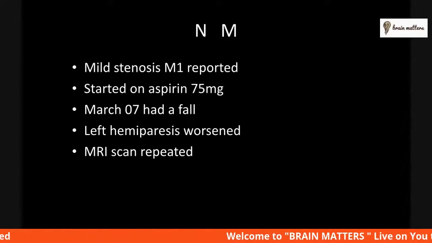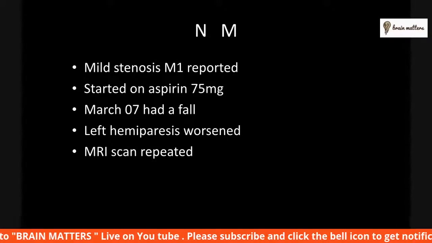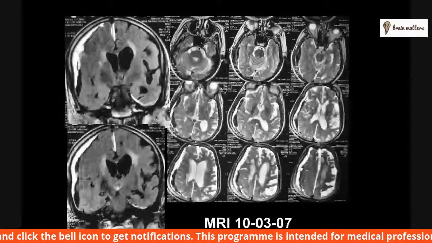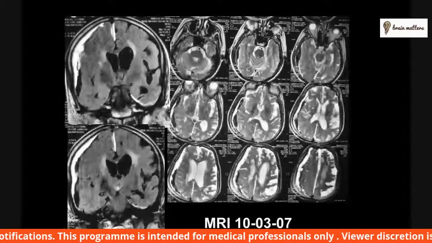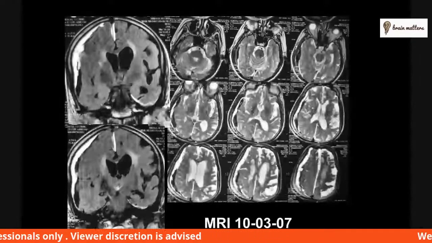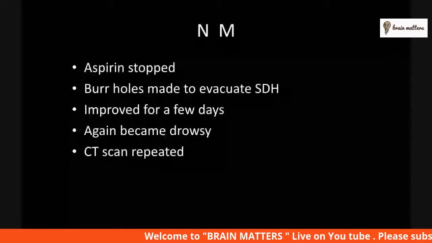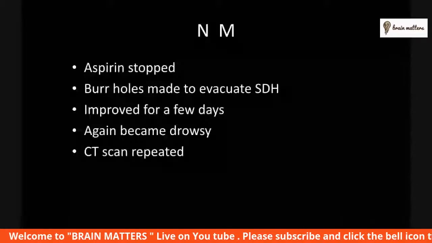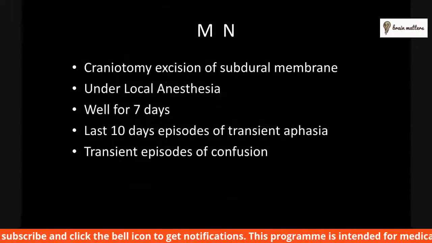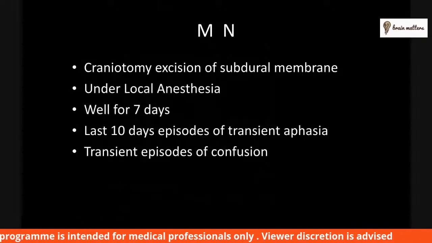In March 2007, he again had a fall, and his left hemiparesis worsened, and he had an acute subdural hematoma. So initially they stopped the aspirin and made burr holes to evacuate the subdural. He improved for a few days and again became drowsy. So the scan was repeated, and there was a residual subdural which was now isodense. Earlier it was hyperdense, now it was isodense. So a craniotomy was done and the subdural membrane was excised, but this was done under local anesthesia.